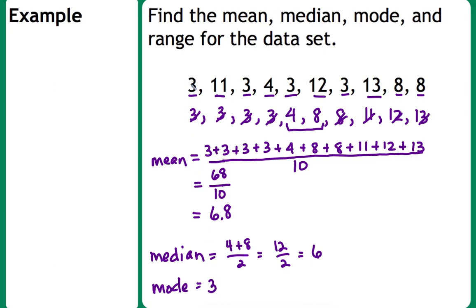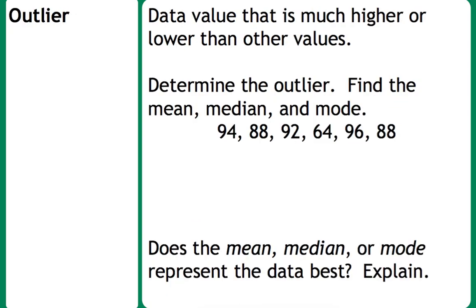Now the last thing we talked about was the outlier. And an outlier is the data value that is much higher or lower than the other values. So for this one, go ahead and determine the outlier and then find the mean, median, and mode. Now once you find the mean, median, and mode, determine which one represents the data best. So if you just picked one of those numbers, which one would represent all of the data the best out of all of them? Okay, so really this is something that you just need to explain why you picked what you did. There may be more than one correct answer for this.